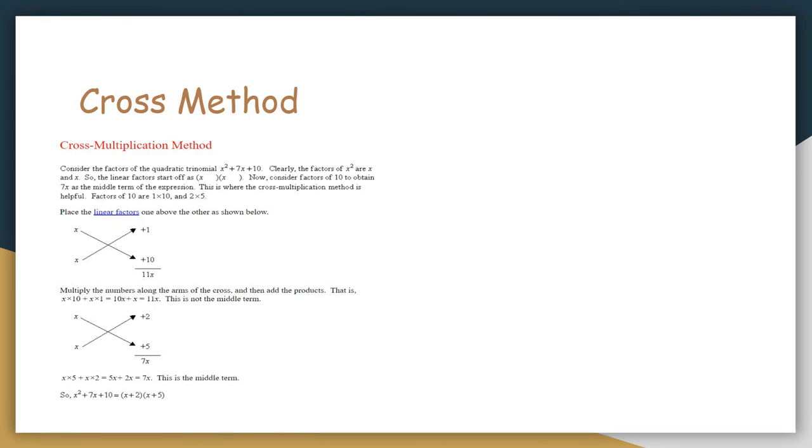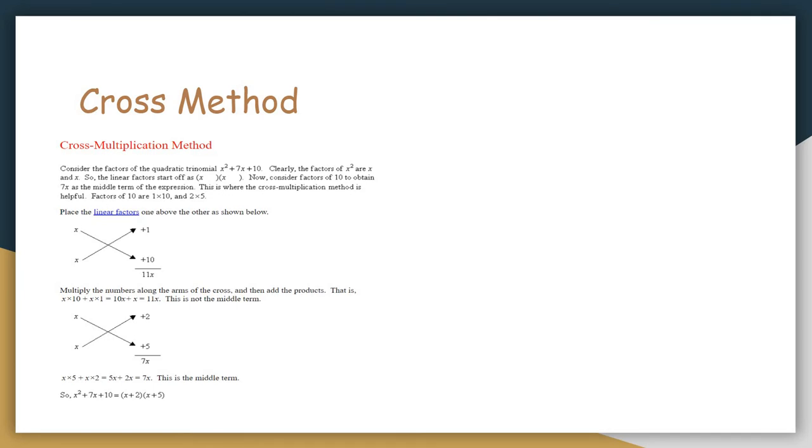Now, consider factors of 10 to obtain 7x as the middle term of the expression. This is where the cross multiplication method is helpful. Factors of 10 are 1 times 10 and 2 times 5. Place the linear factors one above the other as shown below. Draw a cross and you get x and x on the left side, 1 and 10 on the right side. However, after multiplying the crosses, you get x plus 10x. That will equal 11x, which is not the value in the middle term that you want.